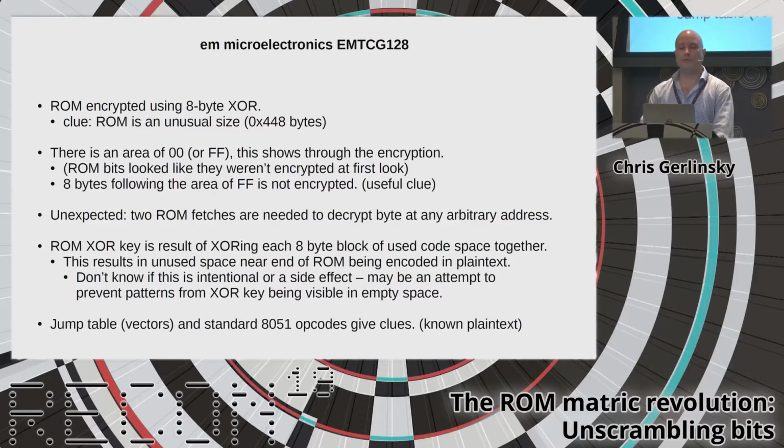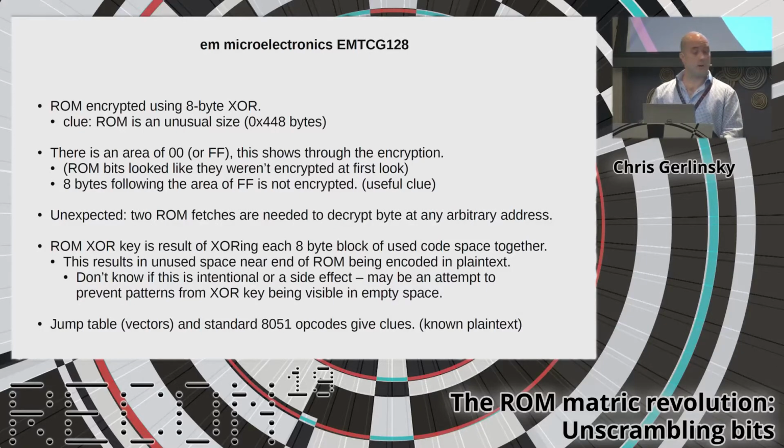So just to review what we saw on this chip, the ROM is encrypted using a very strong 64-bit key, an exclusive OR. There was a clue to that. The unusual size, 448 bytes, is a really weird size for a ROM. It's almost always a round number. And so you have an extra 8 bytes for your encryption key in this case.